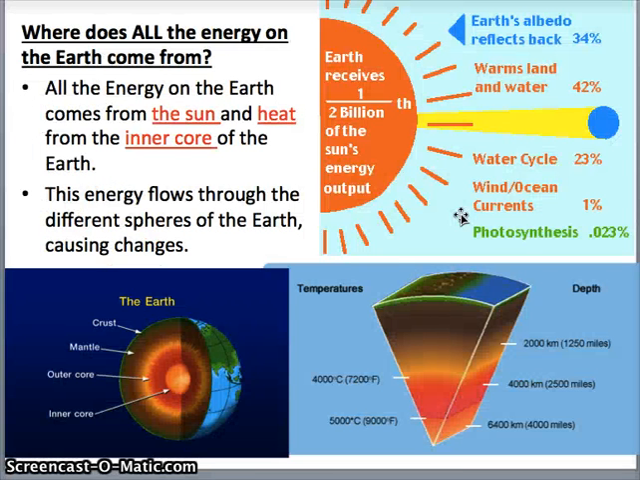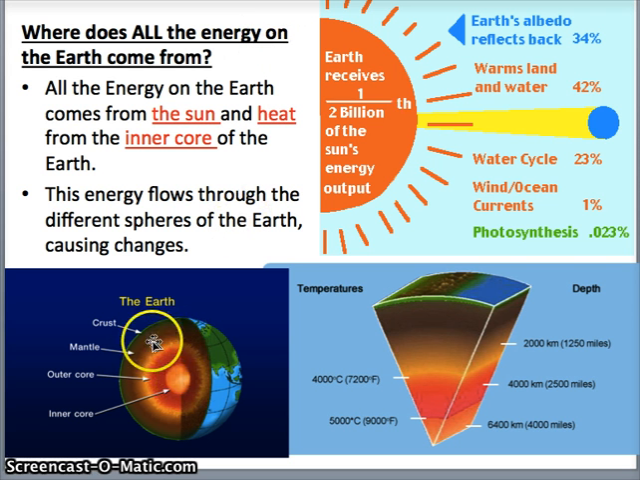So where in the world does all the energy on the Earth come from? All the energy on the Earth comes from either the sun, or the inner core of the Earth. Okay, the sun, of course, can warm the land and water, powers the water cycle, it actually powers the wind, it allows for photosynthesis to occur, all those things.